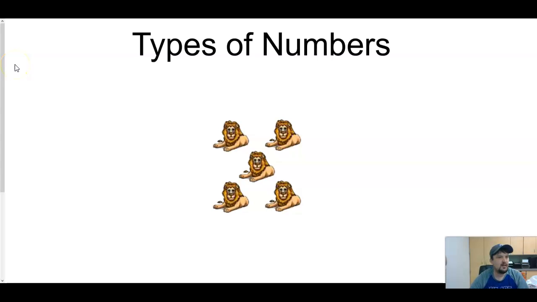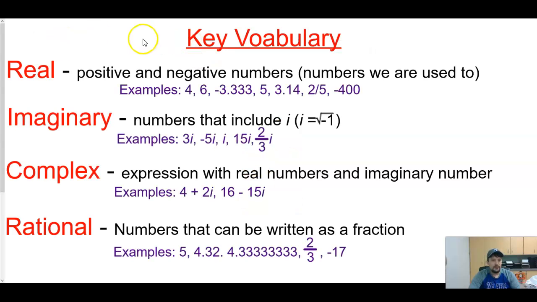Alright, types of numbers. So this should be a review for us. Hopefully these numbers all sound familiar to you. So some key vocabulary. Vocabulary is always going to be in red for us. Examples will always be in purple.